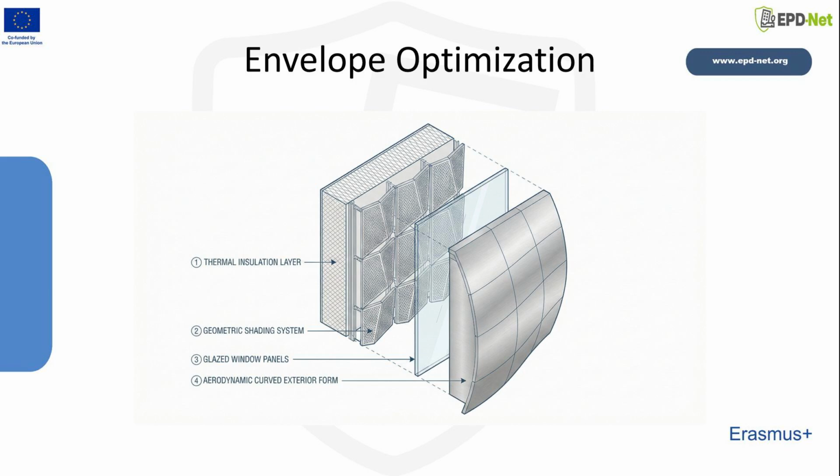Overall form and surface area. Parametric design can be used to optimize the overall architectural massing and envelope form. For example, the use of parametrically defined curved shapes can significantly reduce the area of the exterior surface, thereby lowering both the heat energy gained from the outside and the heat lost through the envelope.